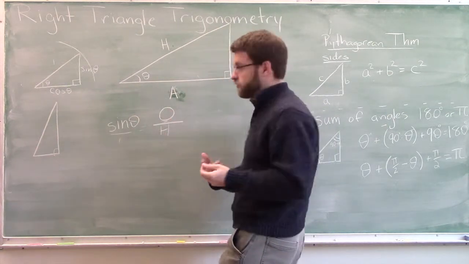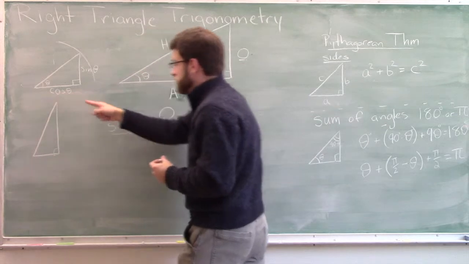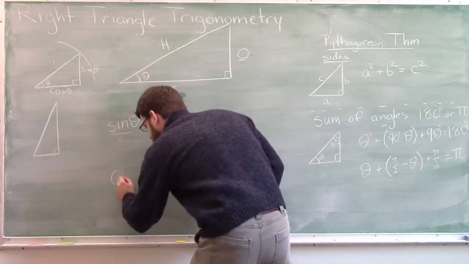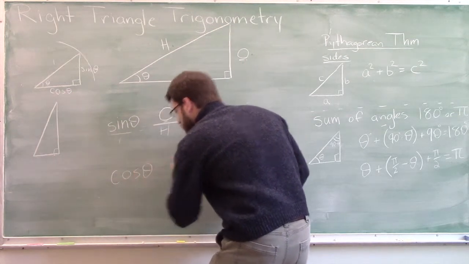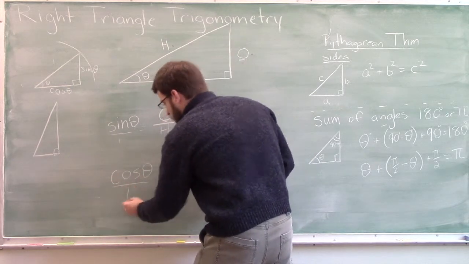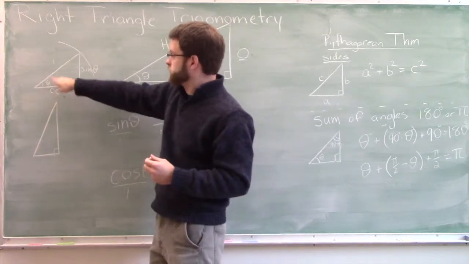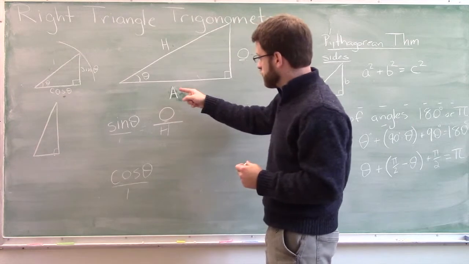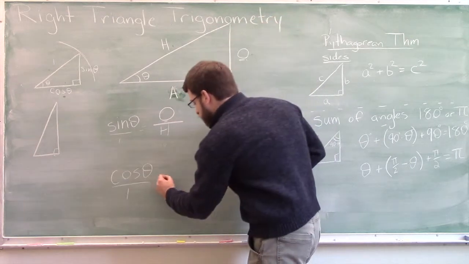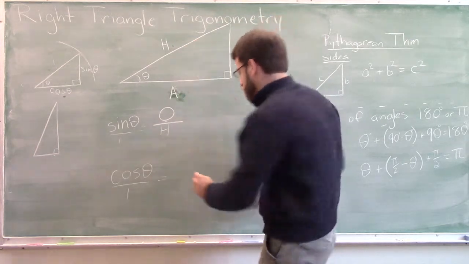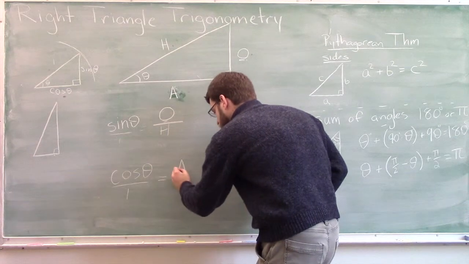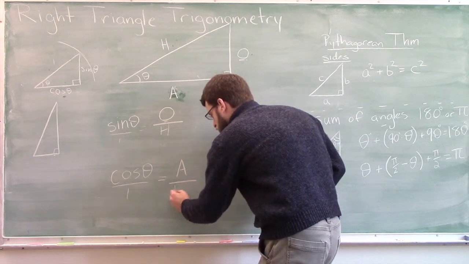We could do the same kind of thing with the cosine, right? So the cosine of theta divided by 1, think about the bottom side versus the hypotenuse, is going to be equal to the ratio A divided by H. The bottom side on top, the hypotenuse on the bottom.